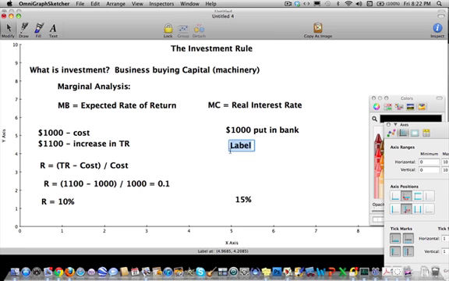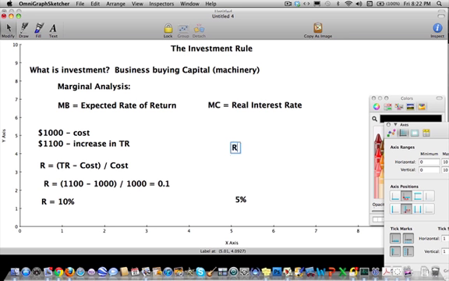I'll end up getting that much money, 1,150, instead of just 1,100. But the reality is that real interest rates are never that high, especially on money that you put in the bank. They might charge you this much to borrow money, but they're not going to give you that much when you put your money in the bank. Real interest rates are usually, really nice ones might be like 5% or 6%. So clearly in this case, you should buy the machine and invest.